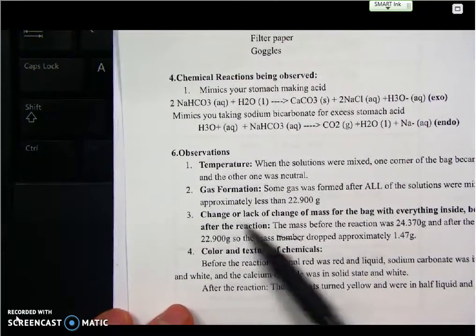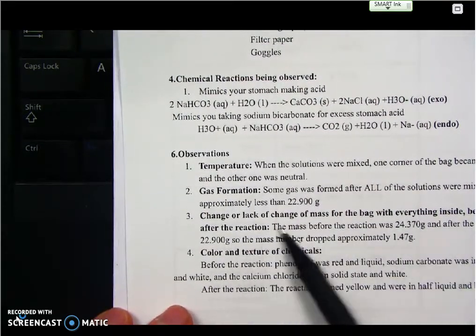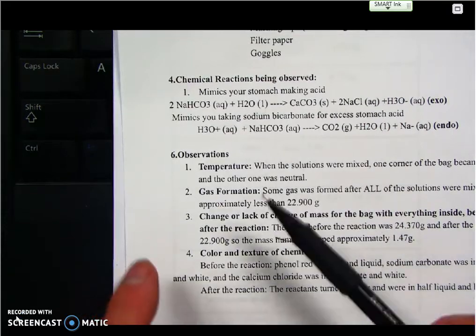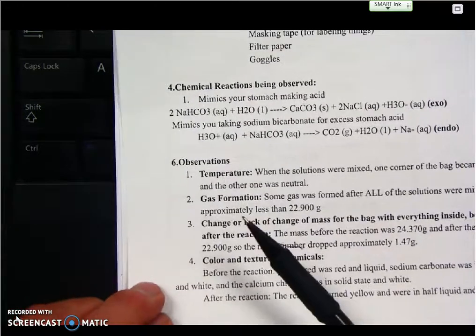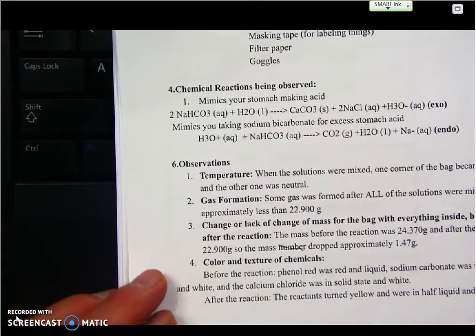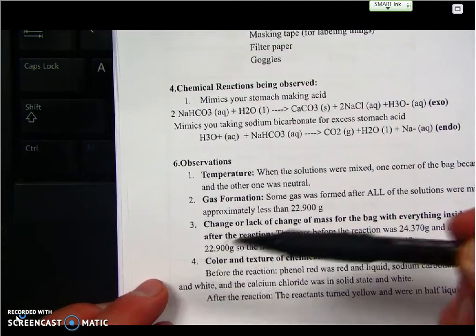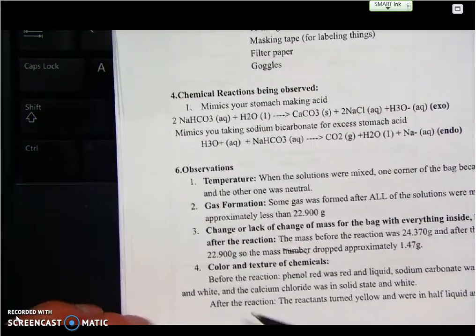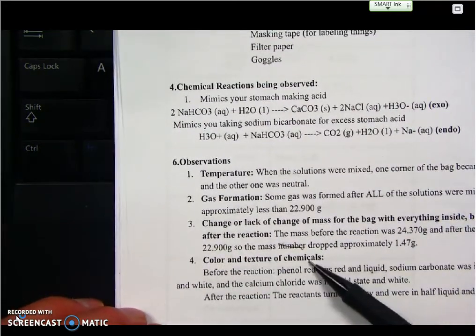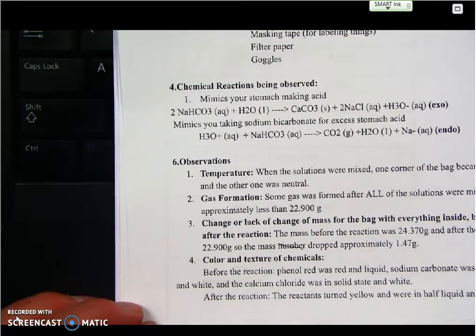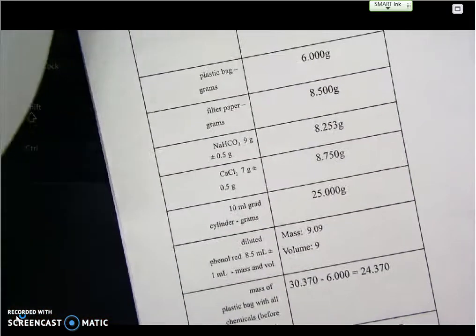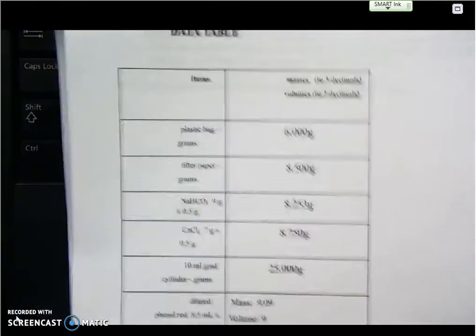So, change or lack of change of mass of the bag and everything inside, the mass before and after. You're indicating the change. And I like your highlighting the way you did this. It's very clear when you're reading it. Maya will love you for it. Color and texture of chemicals before the reaction, this is very, very nice. I like the way this is written. So I'm good on those observations.